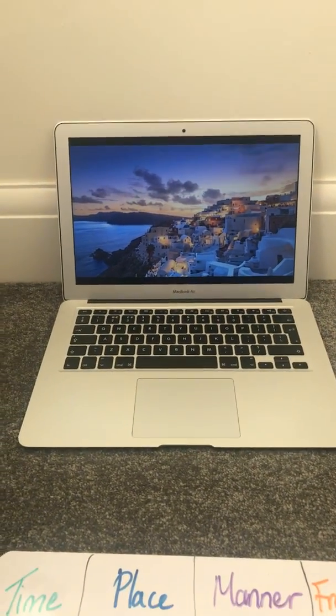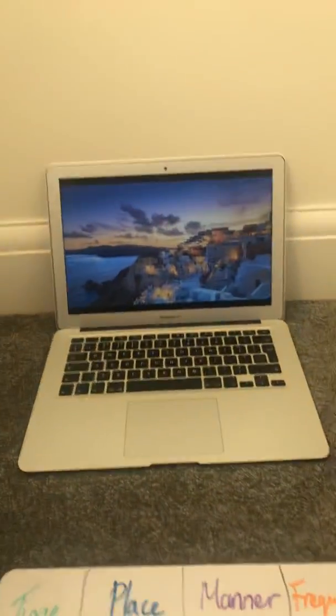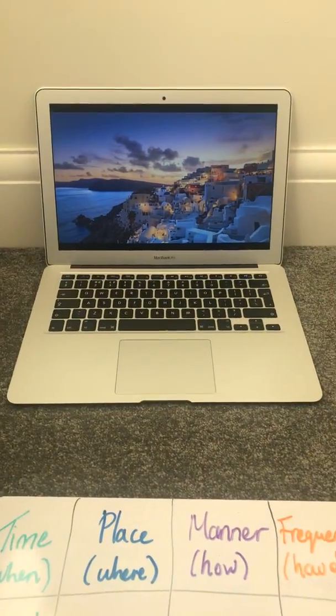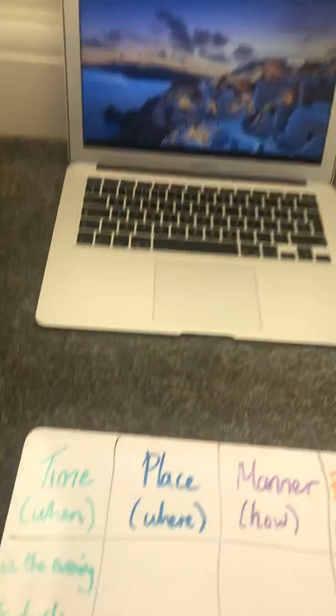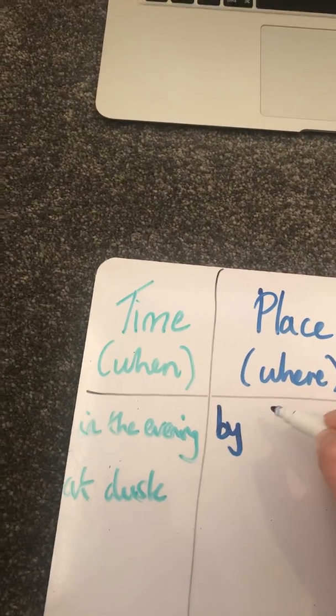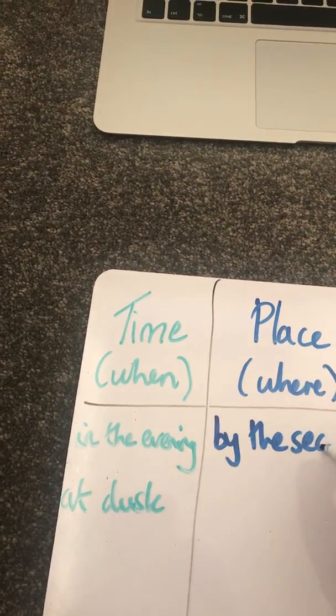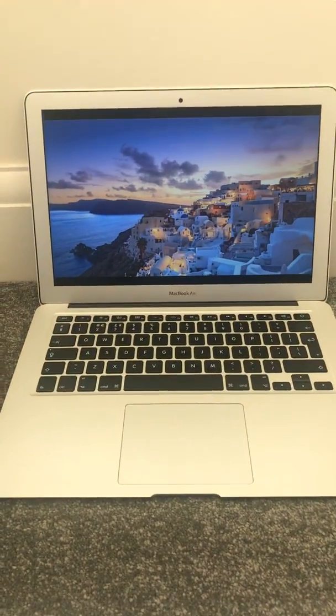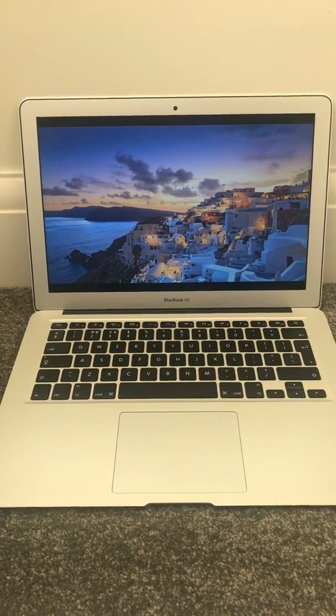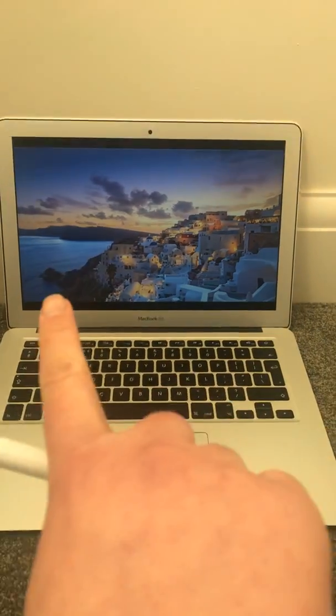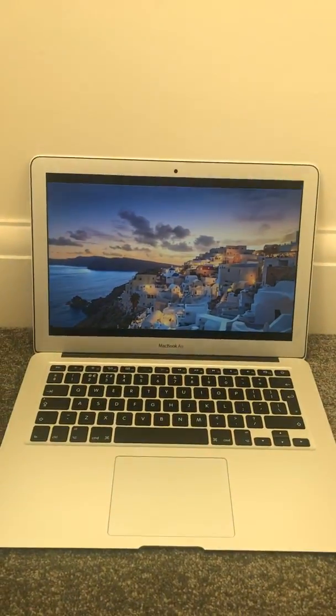Let's move on to adverbs of place. So, where is this? I could say by the sea, because I can see the waves right next door to the buildings. I could say on the edge of the cliff, because I spy the rocky part of land there where the houses are on top of.